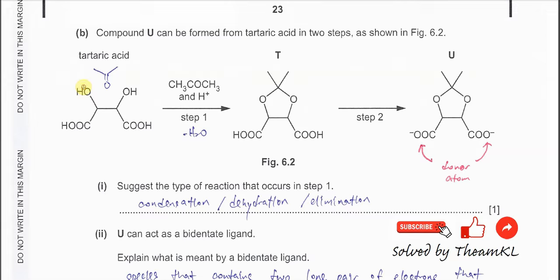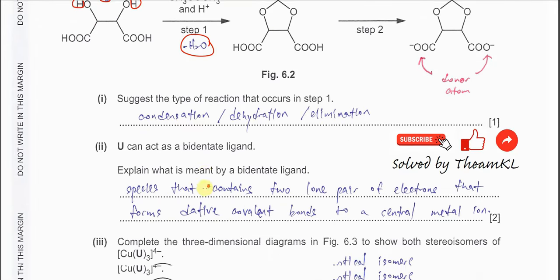So the 2 hydrogens here will be removed together with this O. So all gone to form the H2O. Then the oxygen here will form a new bond with this carbon, right, to form this compound. So this is what is happening in step 1. So suggest a type means you can put either one. Of course, condensation is always the better answer, right? Or you can say dehydration because it removes water, or elimination.